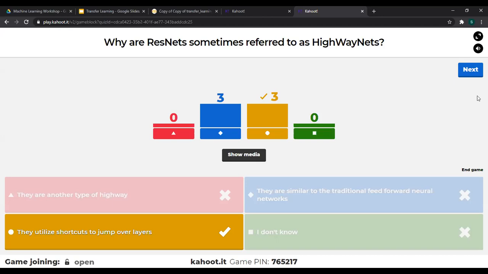So what ResNet did is it utilized shortcuts to jump over layers instead of just going through each layer. And it still got a much more successful and accurate output. At the same time, it was much quicker and more efficient. That's why it's usually referred to as highways. Highways are much quicker and more efficient to get to your exact same destination as what you would do if you traveled by local roads.